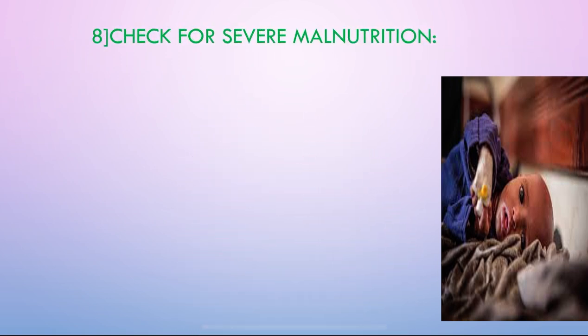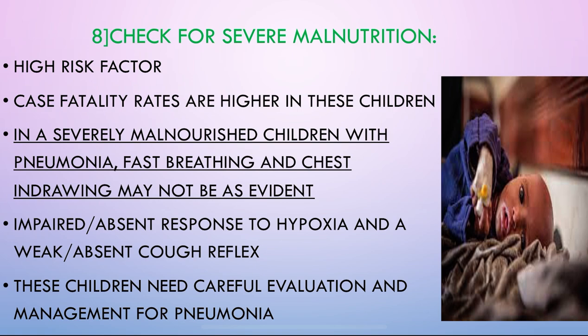Next, we see about the severe malnutrition. We need to check for severe malnutrition because it is one of the high risk factors for the case fatality rates. They are supposed to be high in children with malnutrition, because it is one of the risk factors for ARI. In severely malnourished children with pneumonia, the fast breathing and chest indrawing may not be very evident, so we cannot figure out if the child is having pneumonia, especially when he is severely malnourished.